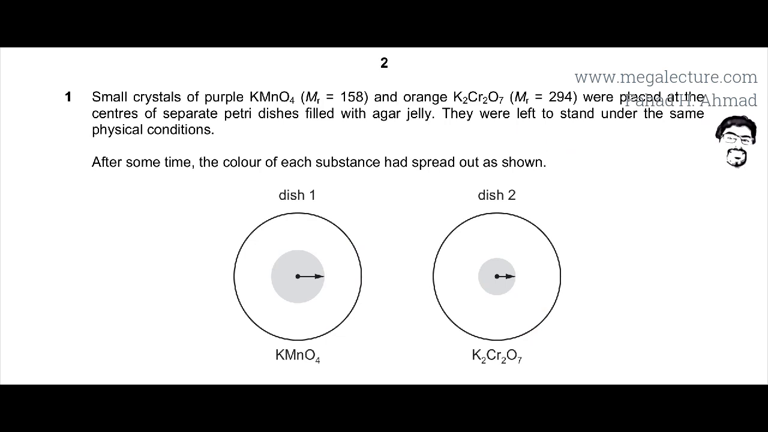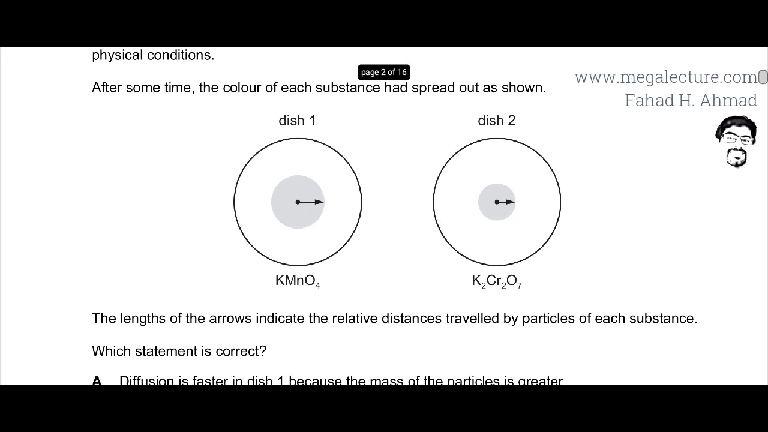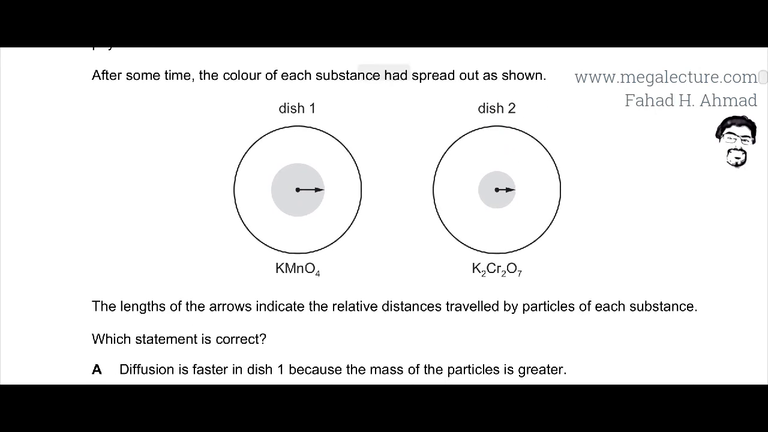So you can see over here that KMnO4 was placed over here, and now it has spread in the petri dish. In that agar jelly that it was placed in, it has spread and covered a larger region. Whereas K2Cr2O7 was placed over here, it has also spread, but it has covered a smaller region compared to KMnO4. Now, moving to the next part, the question then states that the lengths of the arrows indicate the relative distance traveled by particles of each substance.